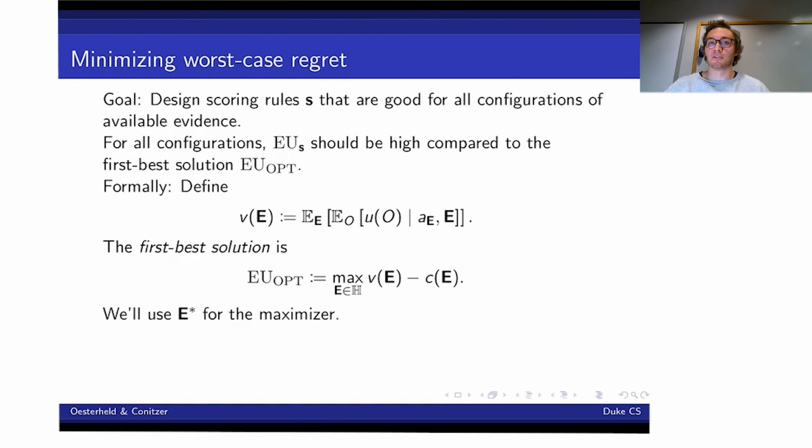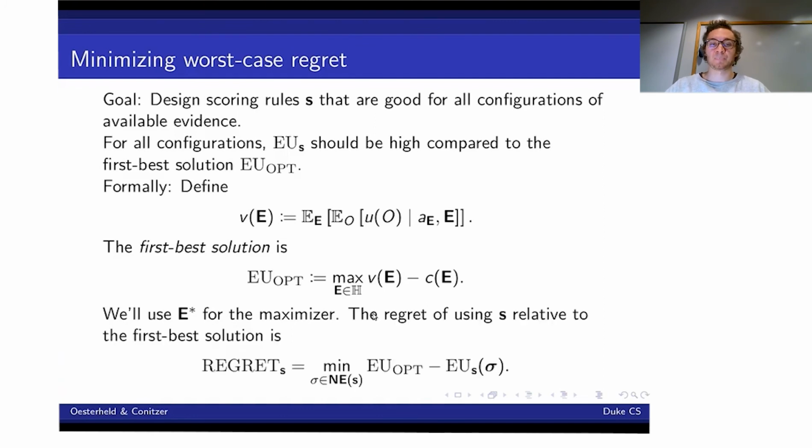Of course, the first best solution is not achievable if the principal doesn't in fact control the experts and have access to all the information that they have access to. But we will use this as a benchmark. And we'll use E star to denote the evidence variable that maximizes this term. Okay.